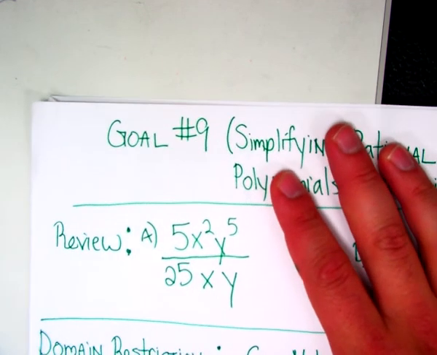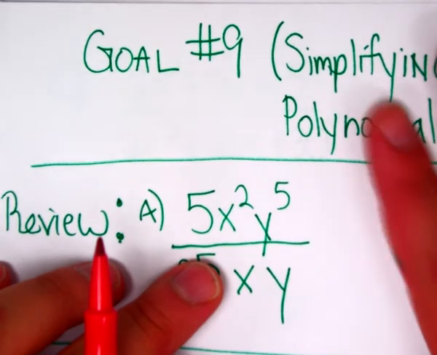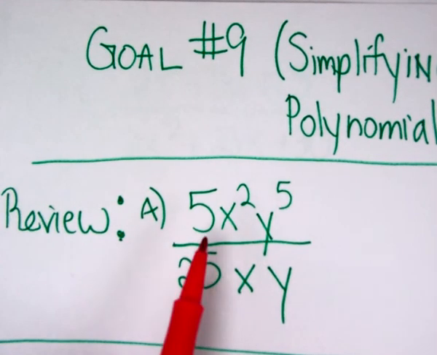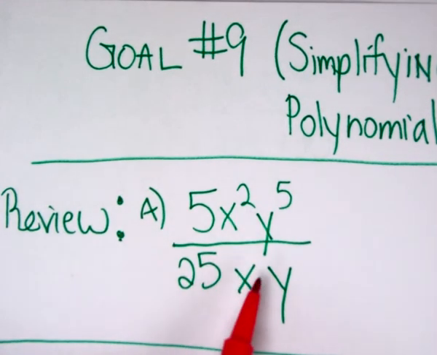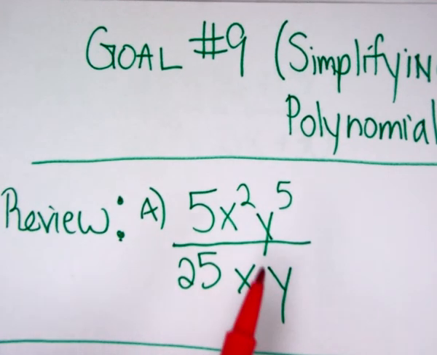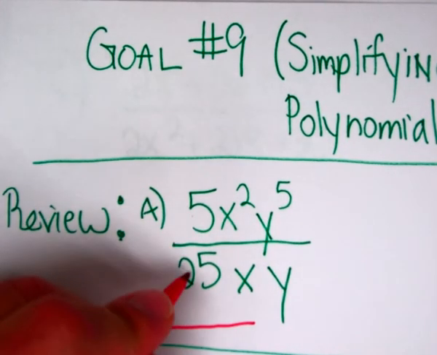If we look at the first one up here, we have 5x squared y to the fifth over 25xy. This is a straightforward simplifying problem. But what I want you to notice is that there's no pluses or minuses between any of this. Because there's no pluses or minuses, this is basically just straight multiplication, and we can reduce things top to bottom. So 5 over 25 is just going to reduce to 1/5.